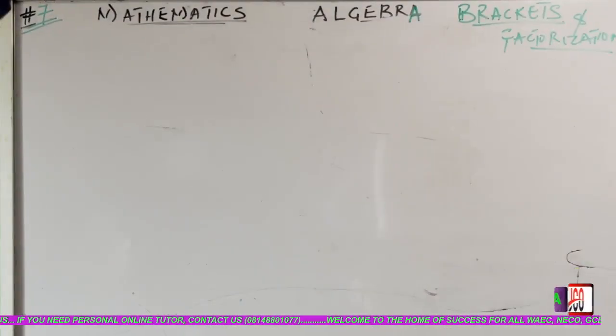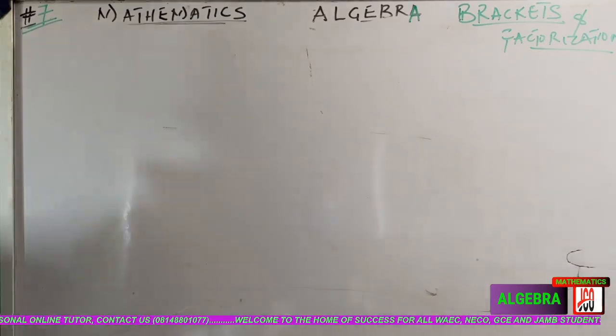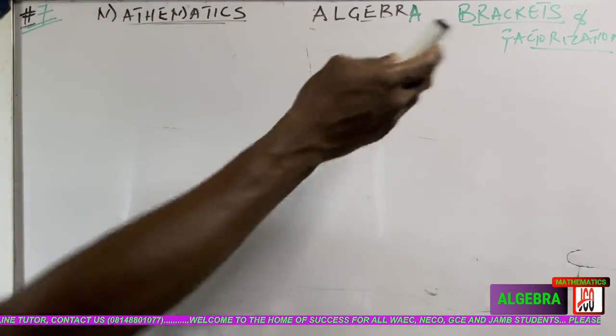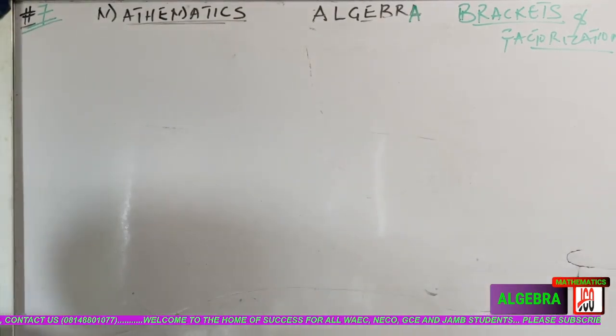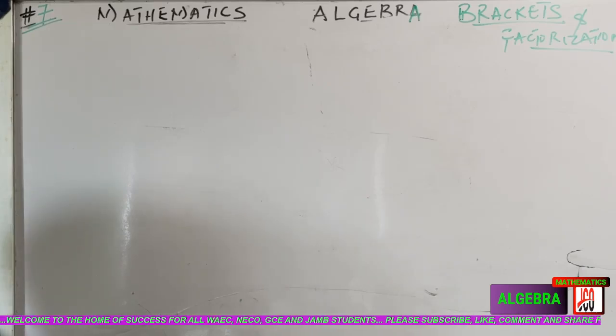Alright, viewers, we want to take it further for this seventh episode of Algebra class. Now we're going to deal with brackets and factorization. When you have a bracket, how do you deal with it? You actually use the term outside the bracket to multiply what you have in the brackets.